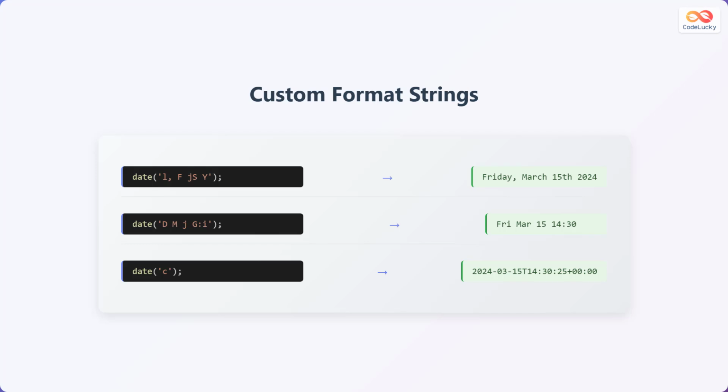Next, date('D M j G:i'); will output the abbreviated day name, abbreviated month name, day, and the hour and minute in 24-hour format. For example, Fri Mar 15 14:30. Finally, date('c'); will output the date and time in ISO 8601 format. For example, 2024-03-15T14:30:25+00:00.